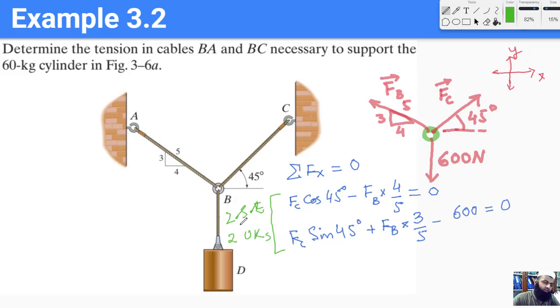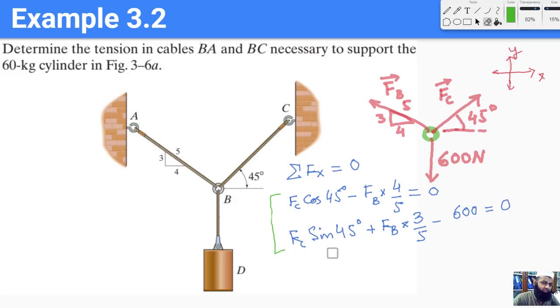Okay, so two simultaneous equations with two unknowns. We already know how to solve them. You might have learned how to solve them in your maybe 7th or 8th grade. So I hope you can find Fc and Fb given these equations.